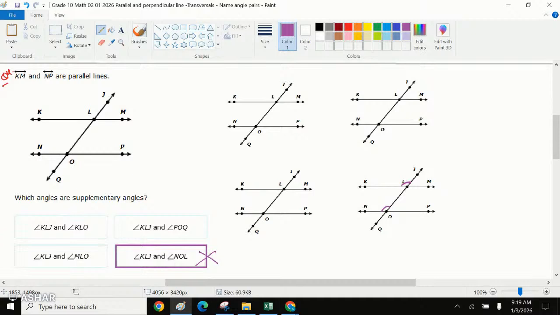The next one is, let's take this one. K, L, J. Where is K, L, and J? Yes, over here. And M, L, O, right? They're still not complementary. They alternate, right? Good.